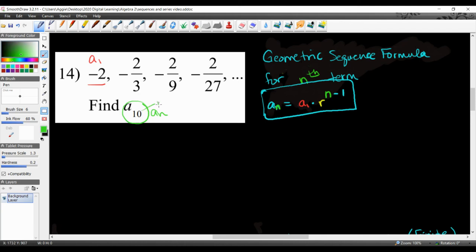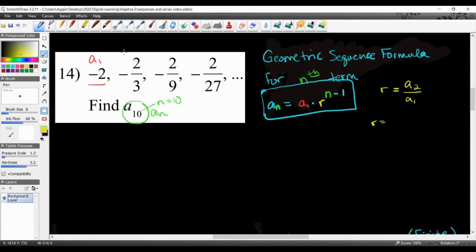So this right here would be n is equal to 10. Okay, and we need r. So our r stands for the common ratio. Just as a reminder, r is equal to a sub 2 divided by a sub 1. In other words, what did I multiply the first term by to get to the second term? We're going to calculate r first because we have some fractions and that's always fun to work with.